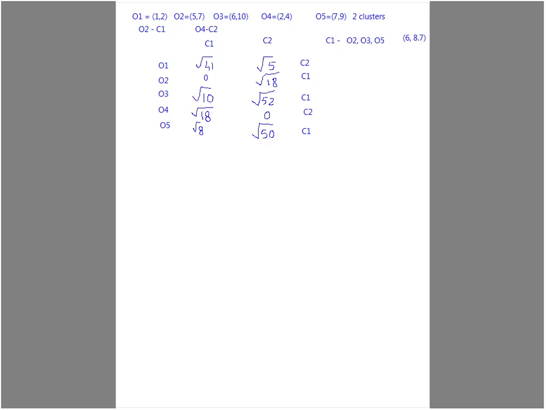Now our next job is that this is the clustering that we have got. So we need to replace this C1 and this C2: C1 is becoming 6.6 comma 8.7, and C2 is becoming 1.5 comma 3. So we need to recalculate the distances, so we will erase these distances.